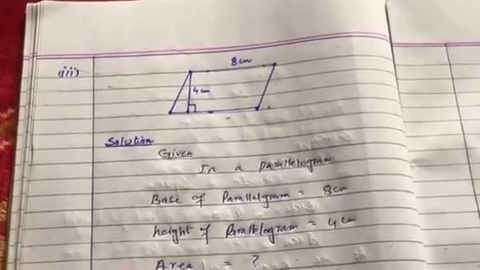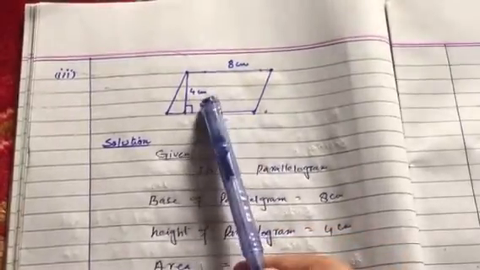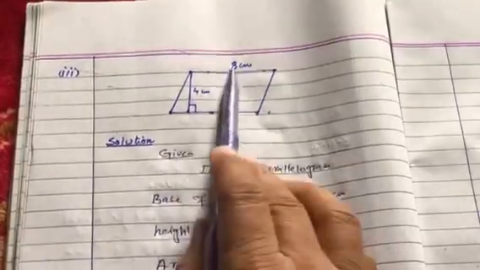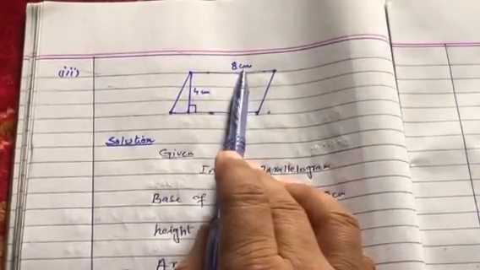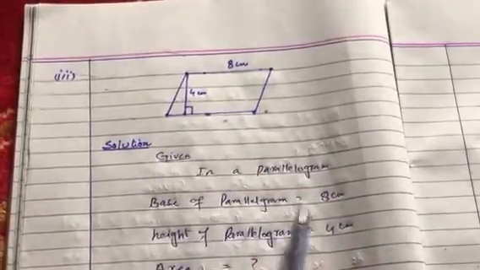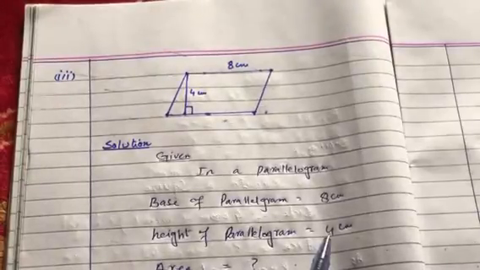Okay, students, now we are going to solve question number 2 part 3, in which a parallelogram shape is given. In the parallelogram, the height is given, which is 4 centimeter, and the base is also given, which is 8 centimeter. So in the solution, we will write: in a parallelogram, the base of the parallelogram is 8 centimeter, and the height of the parallelogram is also given, which is 4 centimeter.